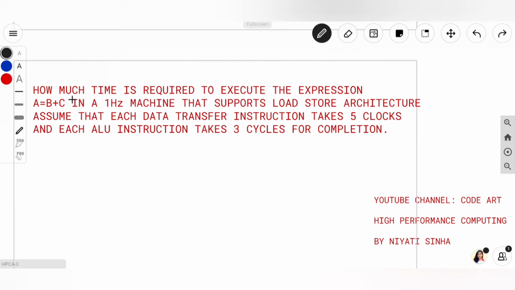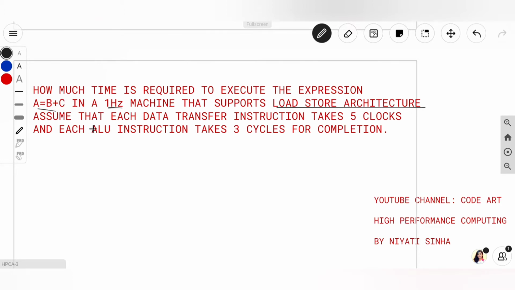Okay. So the first question is, how much time is required to execute the expression A is equal to B plus C in a 1 Hz machine that supports load store architecture. There are two types of architectures. One is load store architecture and the other one is register memory architecture. In load store architecture, we have to load all the memory values into a register and then we can use it. While in register memory architecture, we can use the memory location as well. So here we are using load store architecture.